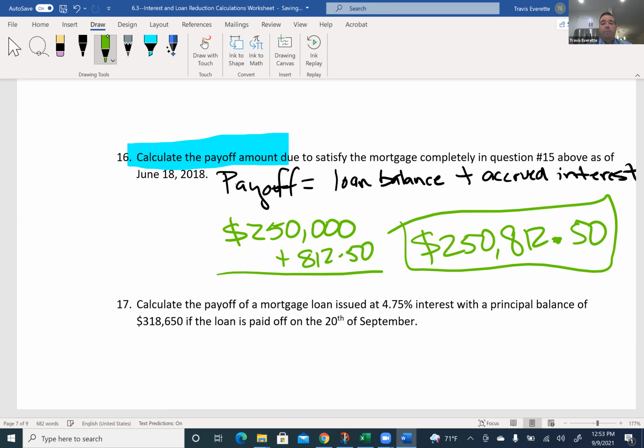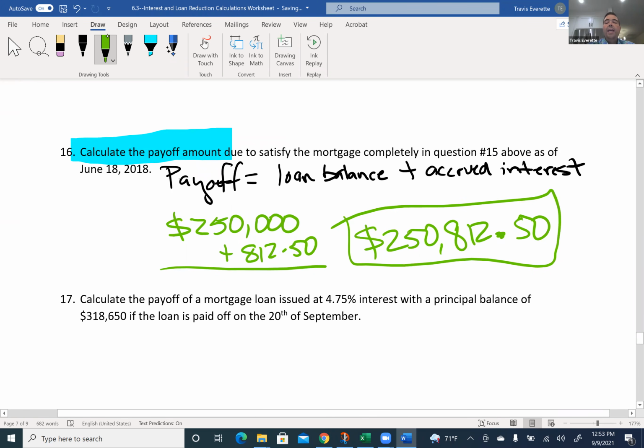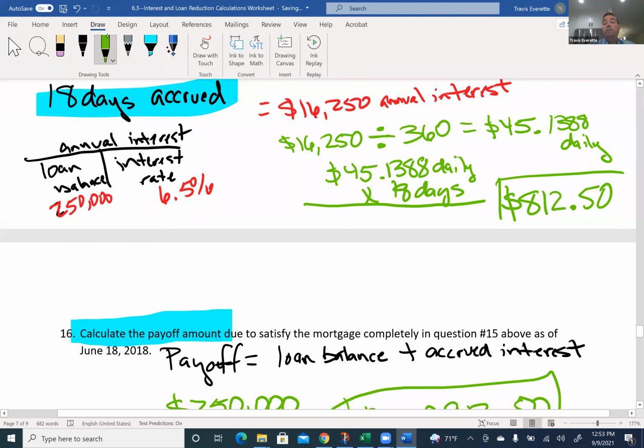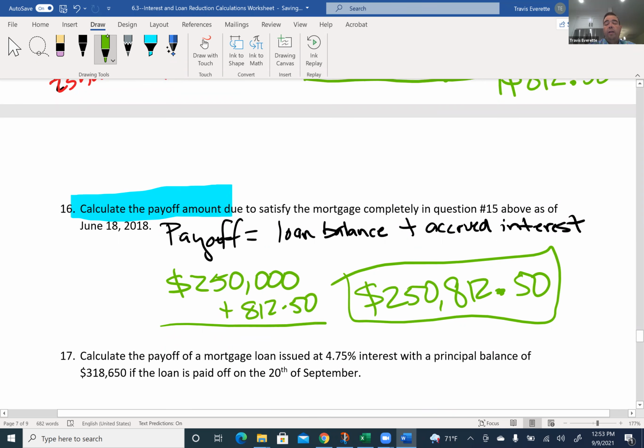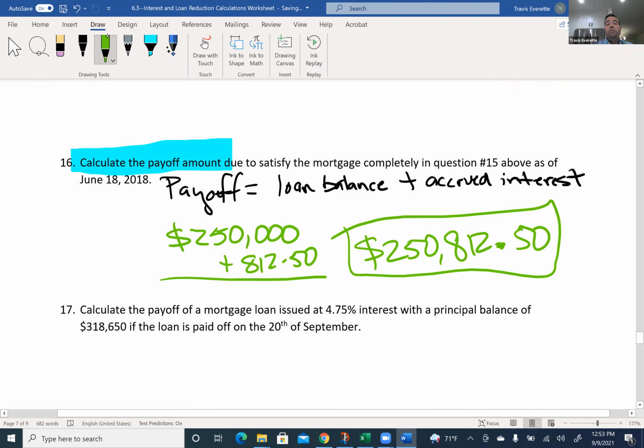Now, one thing I like to point out here on this kind of question, when we talk about payoffs, like how much money somebody's got to bring to closing to pay that thing off, if it closed a day later, that number would go up. We can tell how much it would go up because we know it's $45 a day. So this number would go up by $45 if we closed a day later, and if we closed a day earlier, it would go down by $45. So payoffs are pretty easy to calculate because it's just whatever the balance of the loan was as of the beginning of that month, plus the accrued interest that's built up day by day since the beginning of the month.